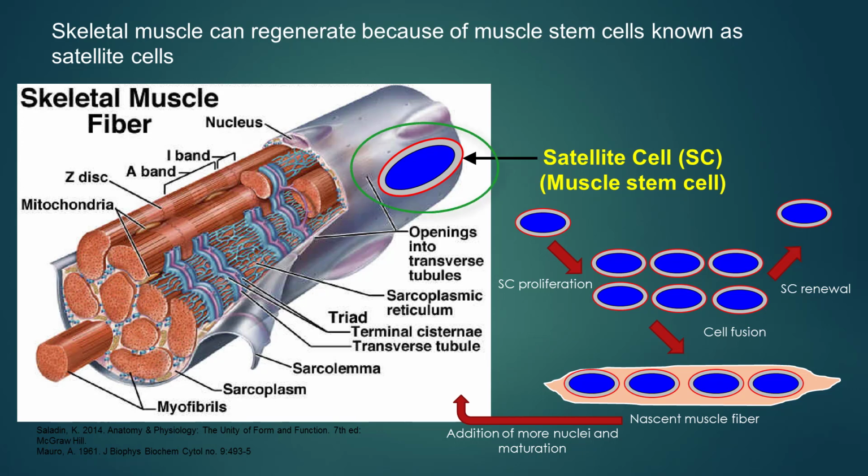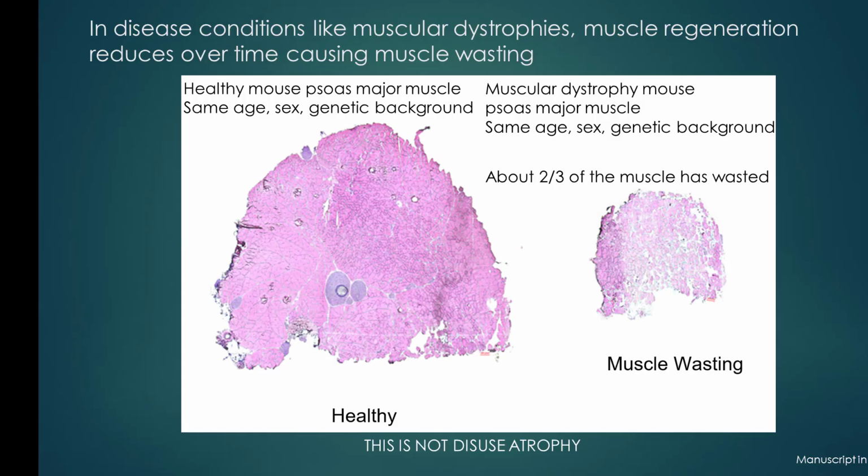Skeletal muscle is capable of regeneration because it has stem cells known as satellite cells. When muscle fibers are damaged excessively, these satellite cells get activated. They divide to form numerous daughter cells, and then the daughter cells fuse to form new muscle fibers. These newly formed muscle fibers can replace muscle fibers that are severely damaged and undergo cell death. In disease conditions like muscular dystrophy, muscle regeneration reduces over time, and this causes muscle wasting.